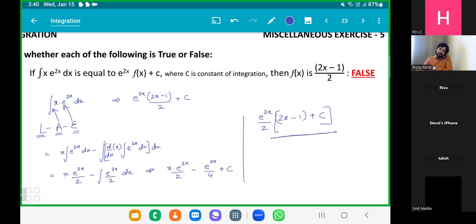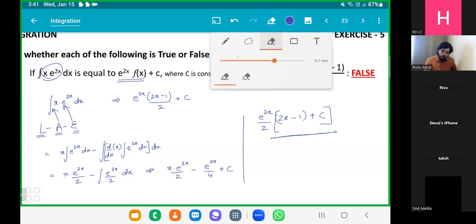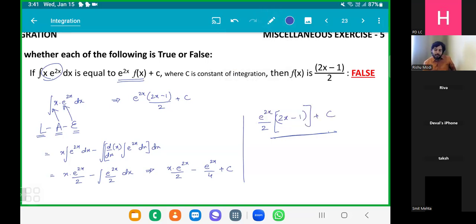Are we getting the same answer as the given part? What does it say? e raised to 2x upon 2 minus, we take common, so we have half minus. Okay. So is this the same answer that is given in the question? Right? So you need to understand that this term is equal to this part, where f of x is nothing but 2x minus 1 upon 2. Plus c will not come common, that's okay. Plus c will go outside. That is not a problem. This is plus c. Rest all is the same.